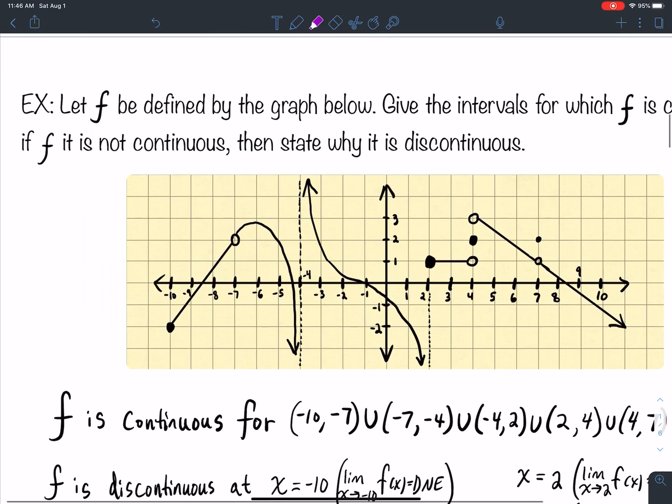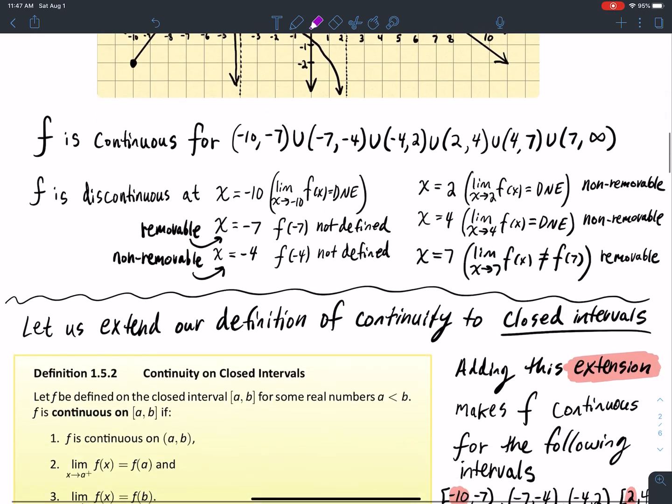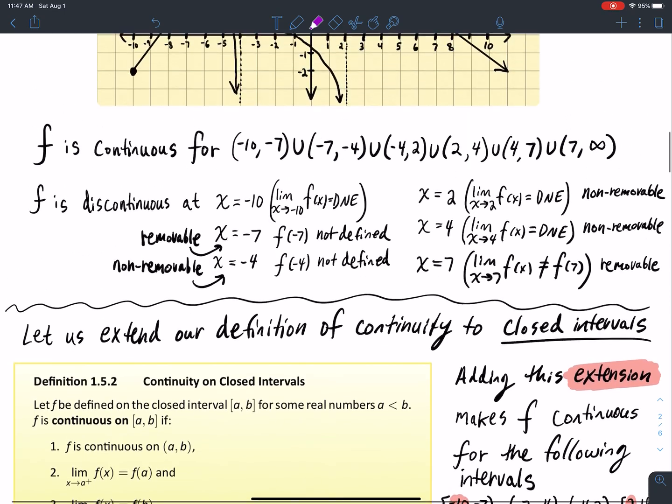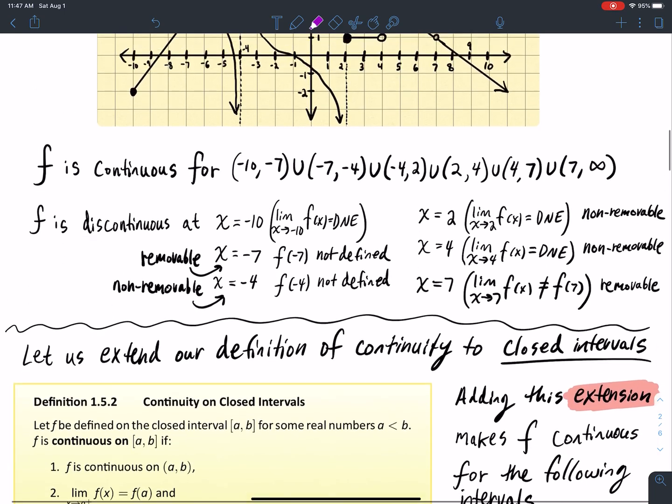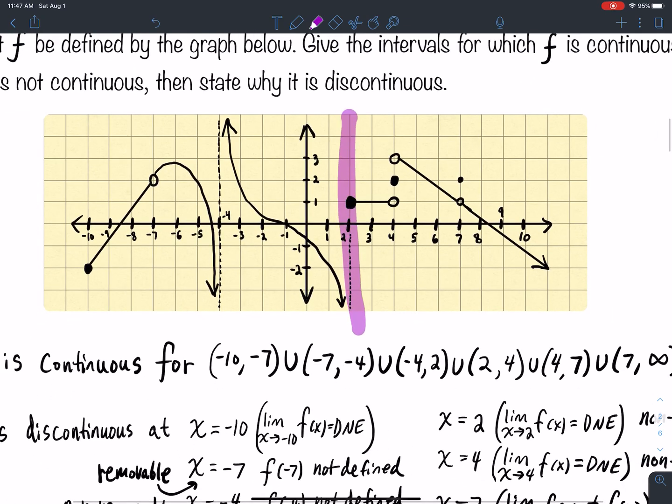Now it doesn't extend here because it's still not defined there. And it doesn't extend at negative 4 because it's undefined. Same thing with 4. Sorry, not the same thing with 2. Because look, now all of a sudden at 2, why was this not continuous? Because the left and the right hand limit did not line up.